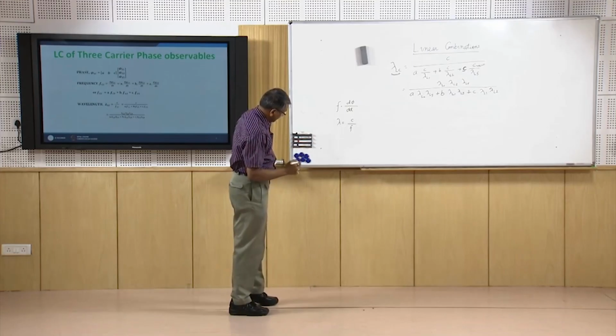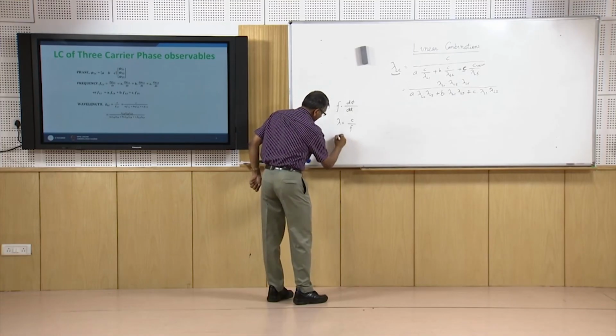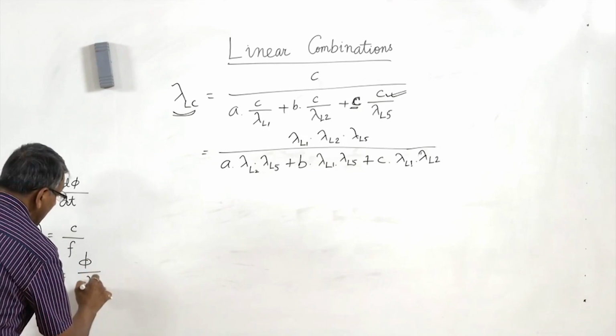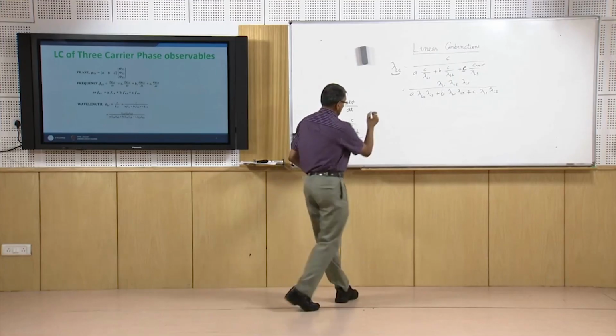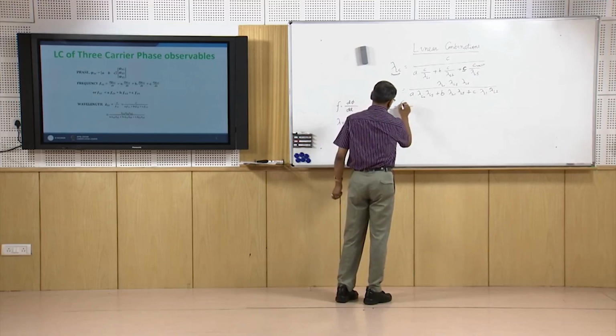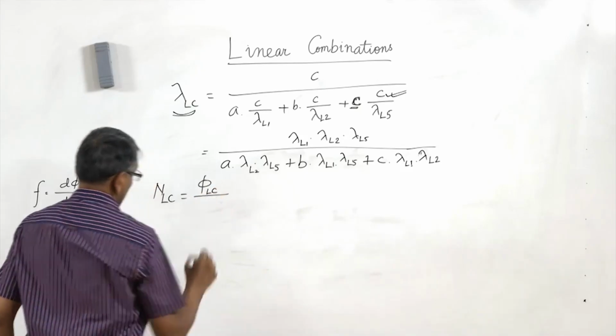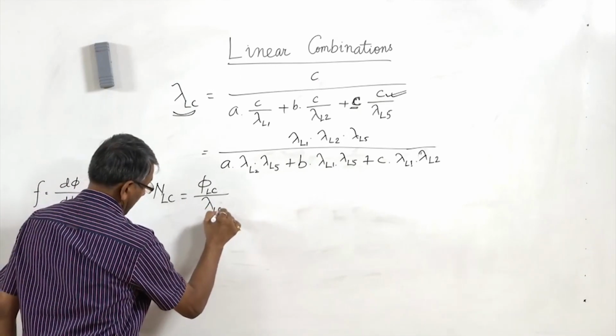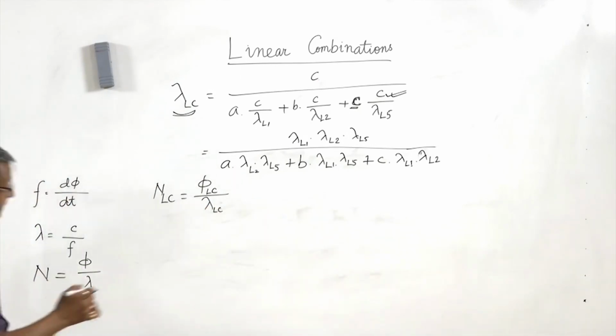And next, what will be the integer ambiguity of the combined signal? Now, we know integer ambiguity is nothing but phase by lambda. So, integer ambiguity of the combined signal will be equal to the phase of the combined signal divided by the wavelength of the combined signal.